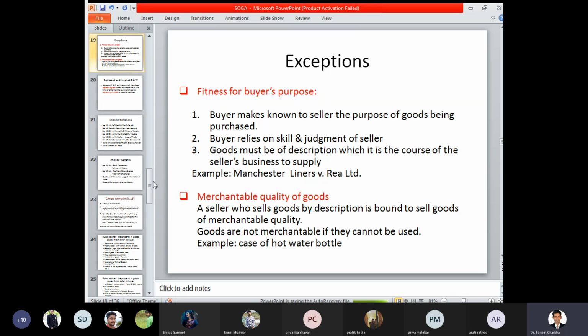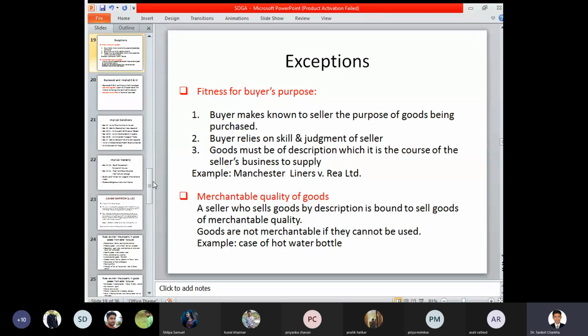For example, if you go to a particular shop and tell the seller to please provide you poison, at this stage you have to be very specific. The poison has to be used for what purpose? That is, the poison has to be used to kill insects, to kill mosquitoes, to kill a particular person, that is an animal or a human being, and so on. So what is the purpose? For fitness for buyer purpose, it is the responsibility of the buyer to inform the seller for what purpose he is using and consuming those goods and services.